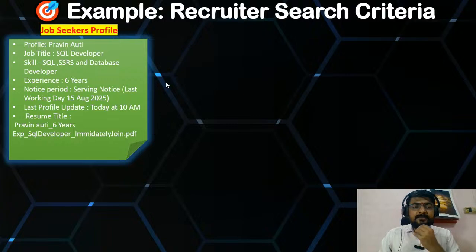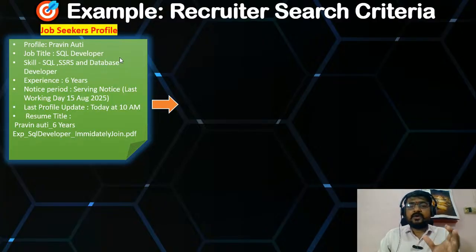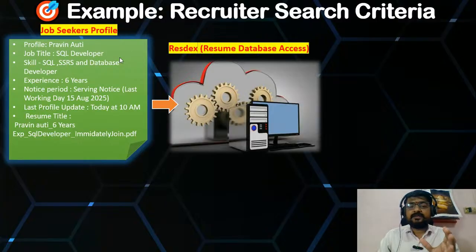You can consider that 1 lakh plus candidates upload their own profiles on naukri.com. So what happens in the backend? All these details are stored in the Naukri database, like a Radix database, where all the data is stored. All the details of the candidate are stored.